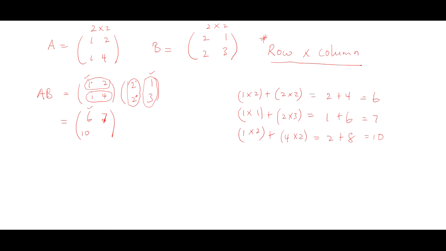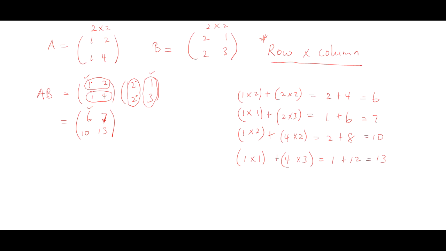And then to get the last term, we take the 1, 4 and multiply by the 1, 3. So we get 1 by 1 plus 4 by 3. And that gives me 1 by 1 is 1, and 4 by 3 is 12. So this gives me 13. So this is 13, right?